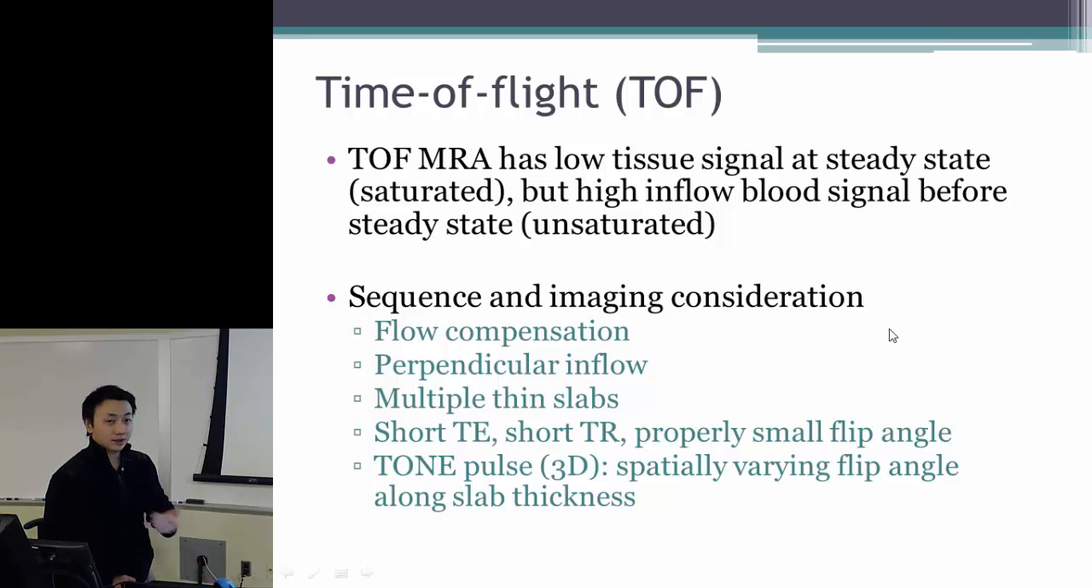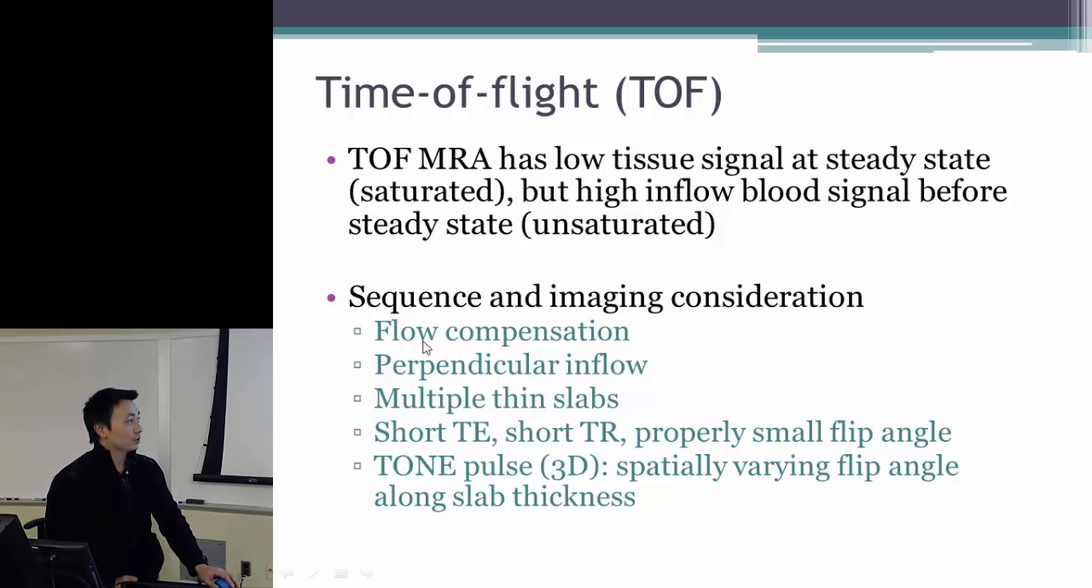And when we are doing the time of flight MRA, we need to have some considerations on the sequence and imaging parameters. So, the sequence itself usually is a FLASH sequence or a gradient echo sequence, right? Because gradient echo sequence can give you steady state incoherent signal, which is directly T1 weighted. So for T1 weighted, we can achieve this saturated tissue and unsaturated blood.